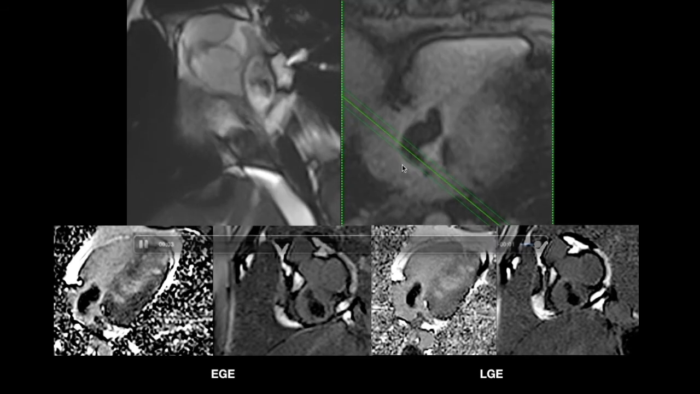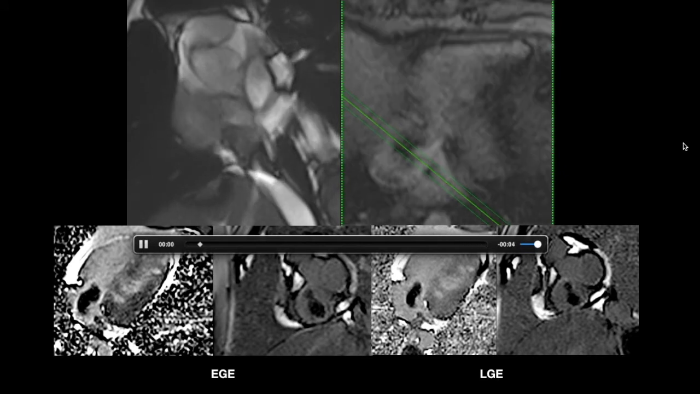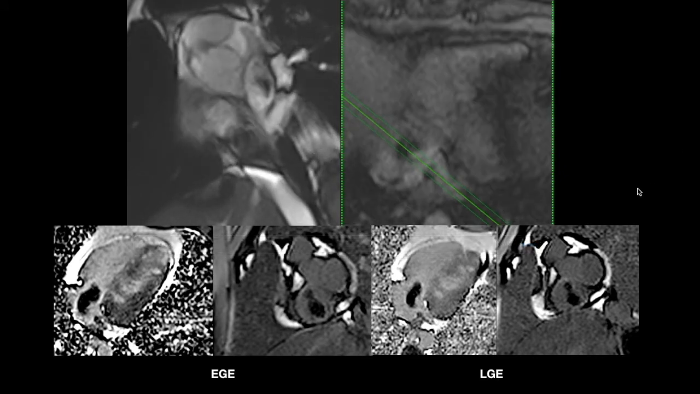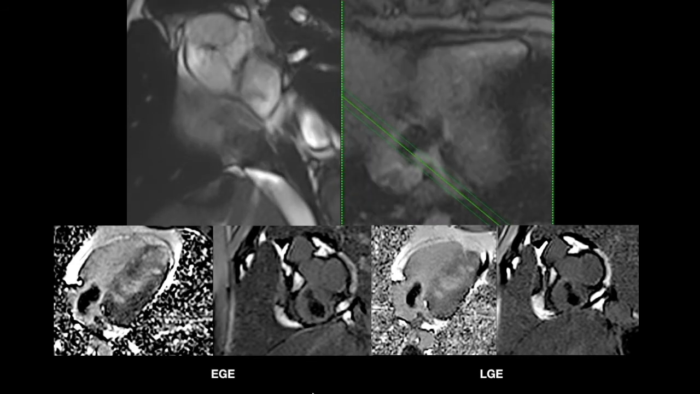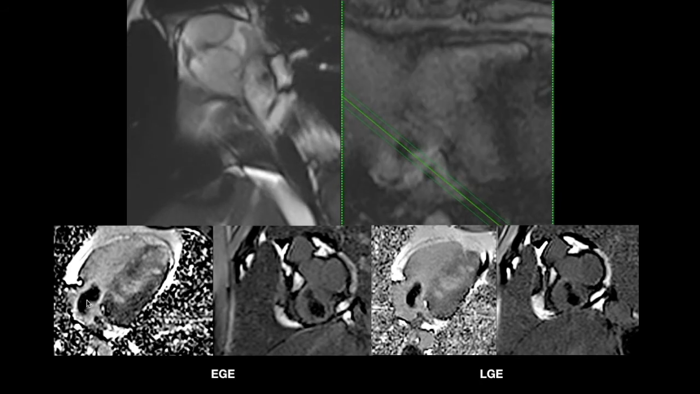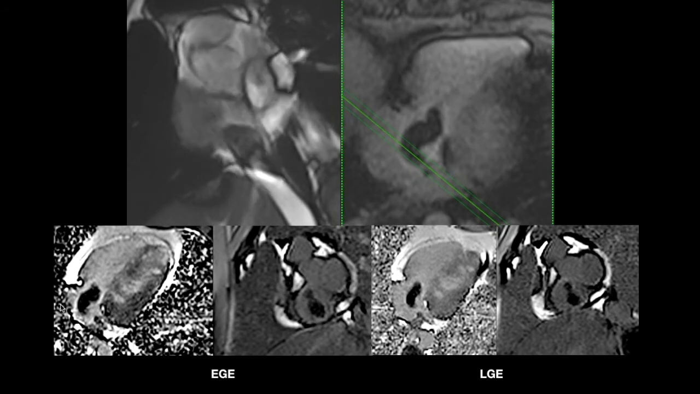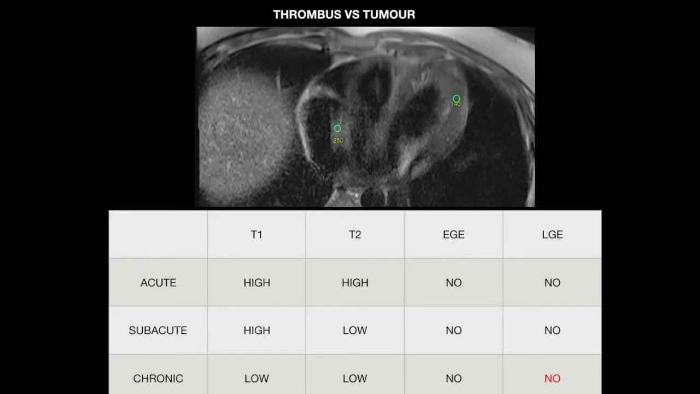We took imaging planes to have better look at the extension of the lesion, axial, coronal, sagittal, to see the lesion properly in all the planes. It is appearing hypointense on T1 and mildly hyperintense or isointense on T2-weighted images. Both early gadolinium enhancement and late gadolinium enhancement are showing hypointensity within the lesion and no contrast enhancement at all. So a lesion which is looking mildly hyperintense on T2-weighted image, showing no enhancement at all in the early and late gadolinium enhancement, has to be a thrombus and not a tumor. So what are the characters of a thrombus?